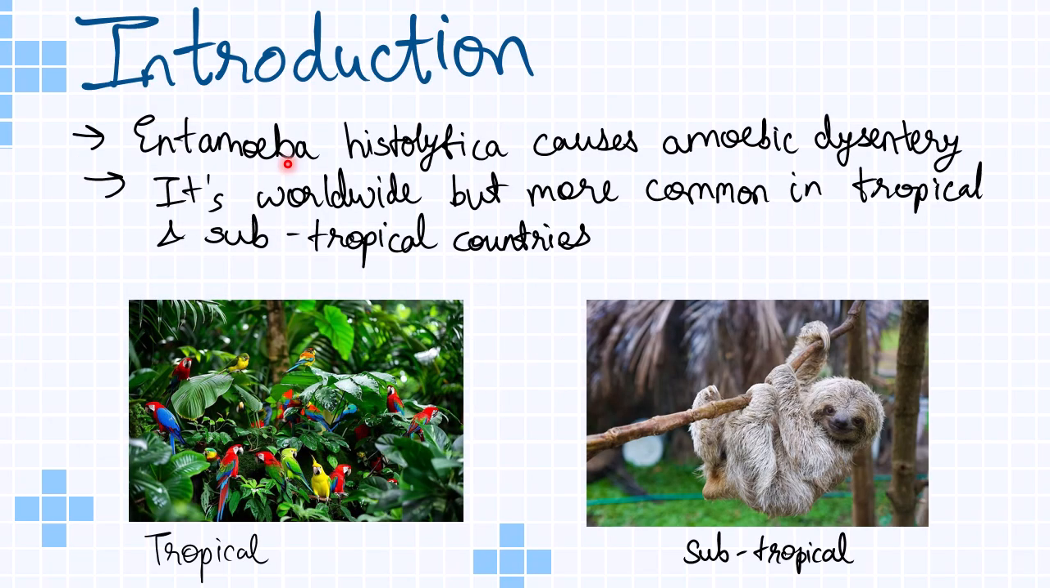Entamoeba histolytica is a pathogenic amoeba responsible for amoebiasis, commonly presenting as amoebic dysentery. It is found worldwide, but it is especially common in tropical and subtropical regions where sanitation may be inadequate. Humans are the primary host of this parasite. To understand how this parasite causes disease, let's first look at its different forms.